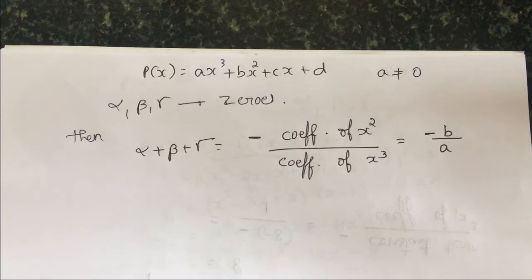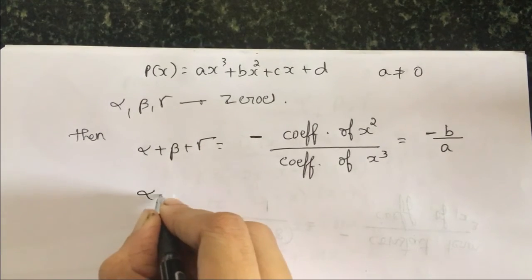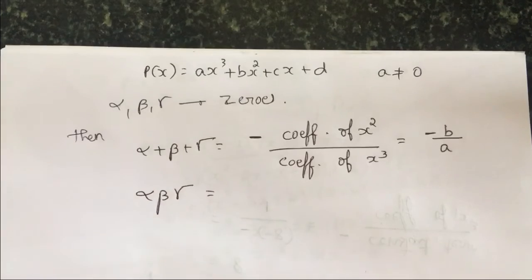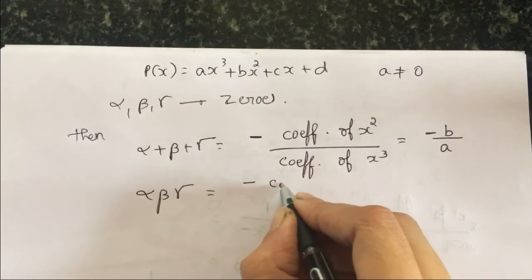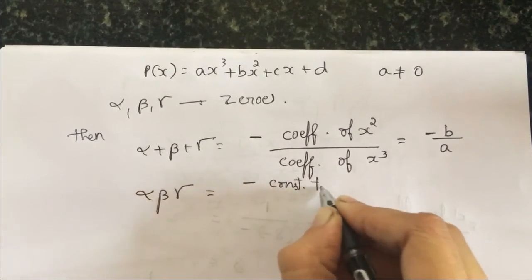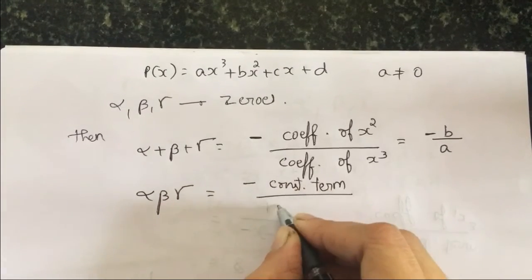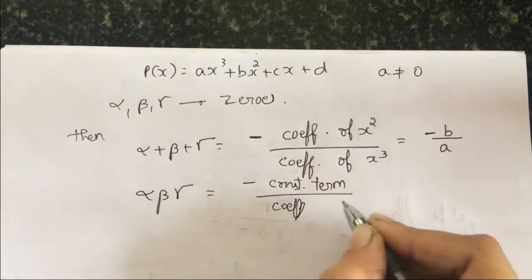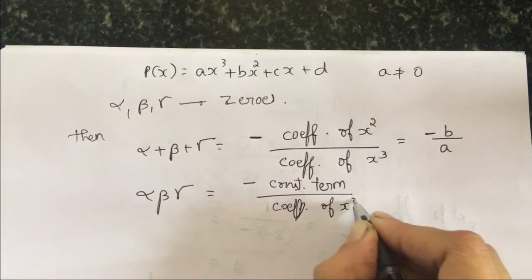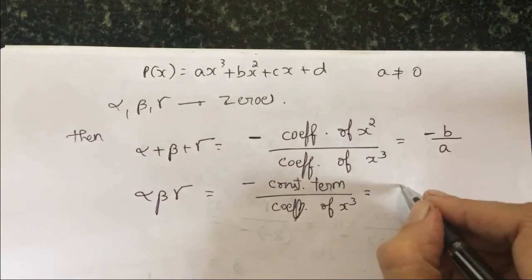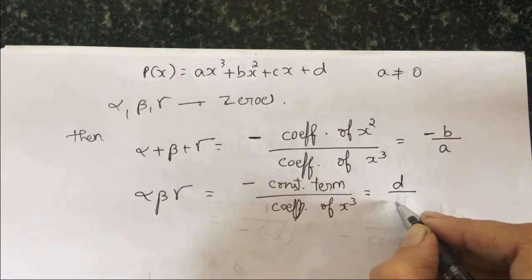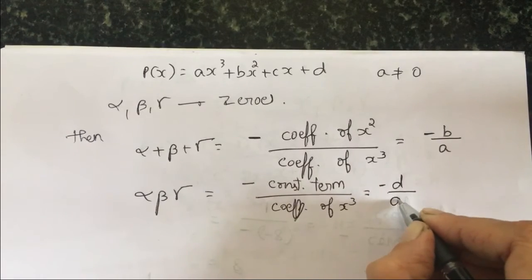Next, we'll take the product of zeros, that is alpha into beta into gamma. This we got in the previous problem: minus of the constant term divided by the coefficient of x cube, which is nothing but minus d by a.